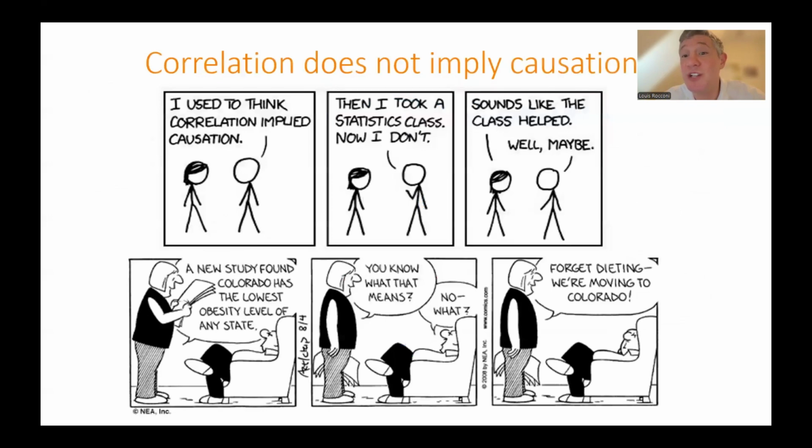One thing to note: correlation does not imply causation. Just because two variables are related to each other doesn't necessarily mean that X is causing Y. We'll talk in the research design chapter more about how to establish those causal relationships.